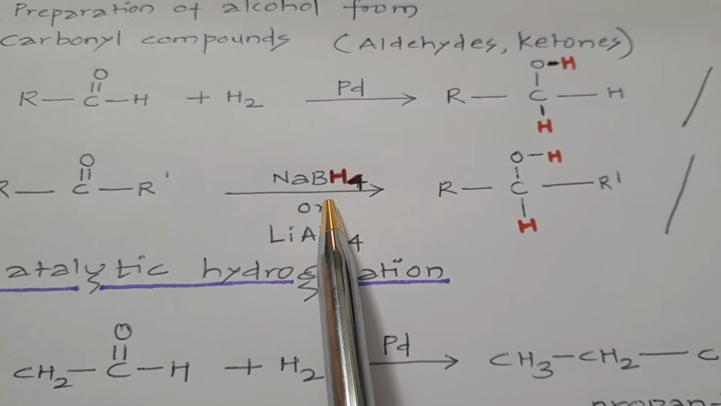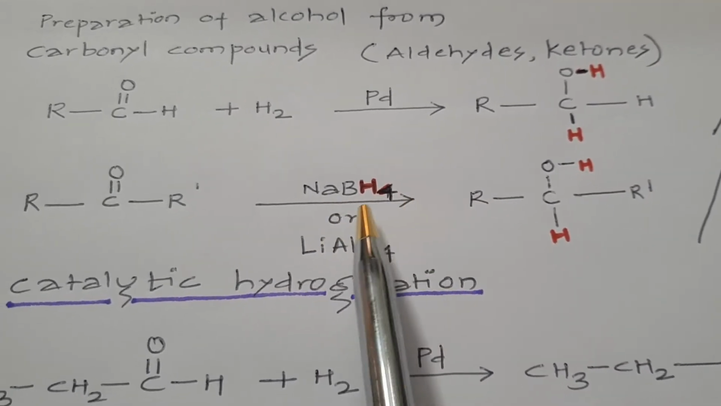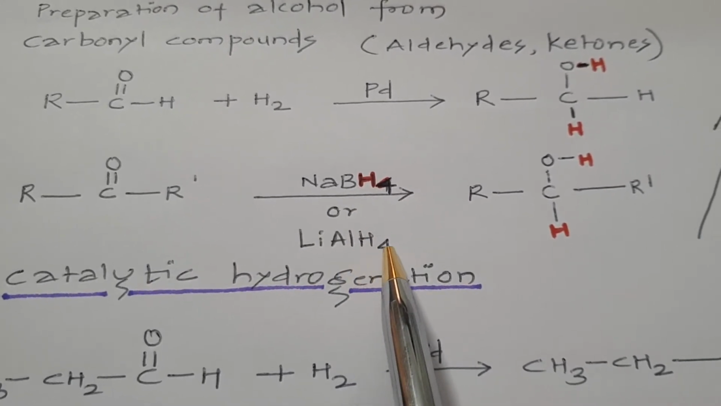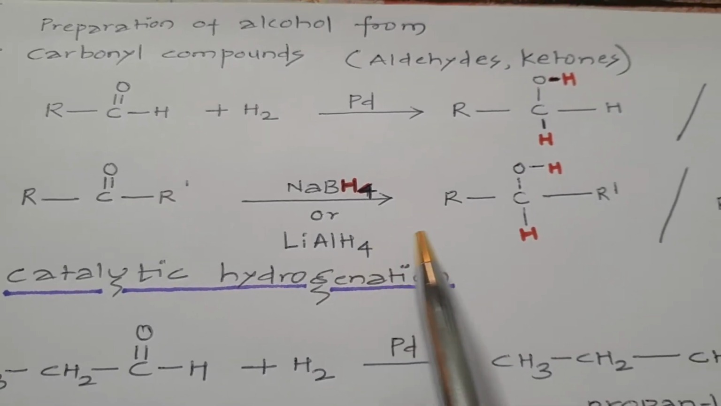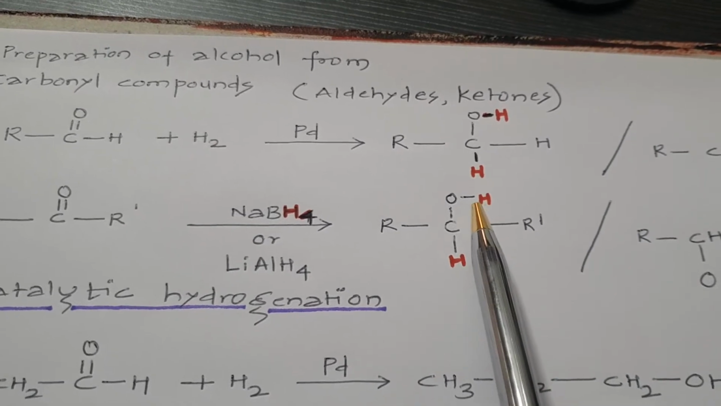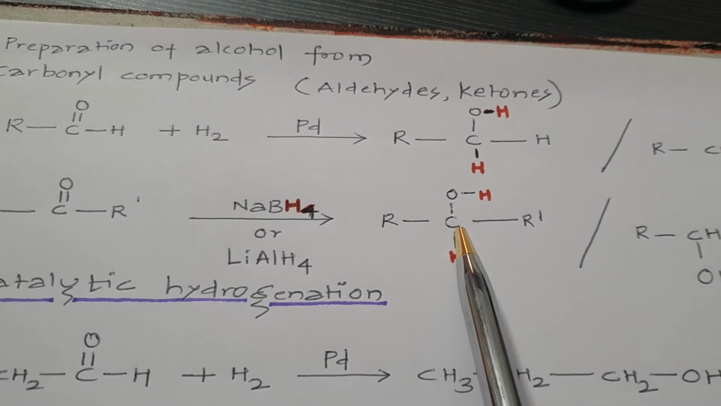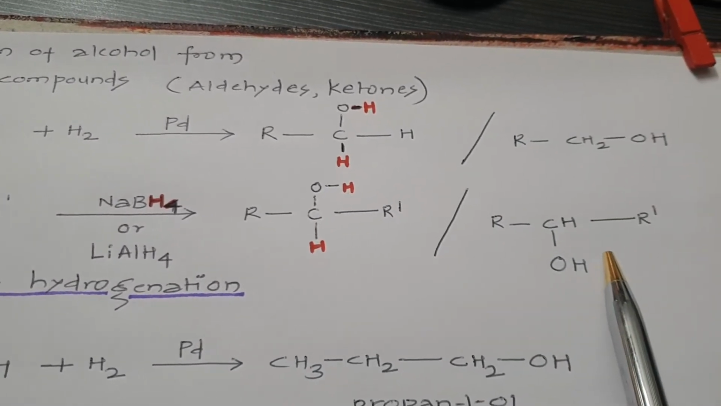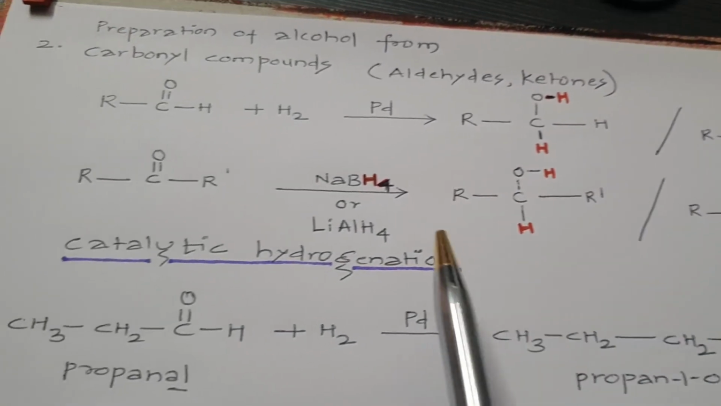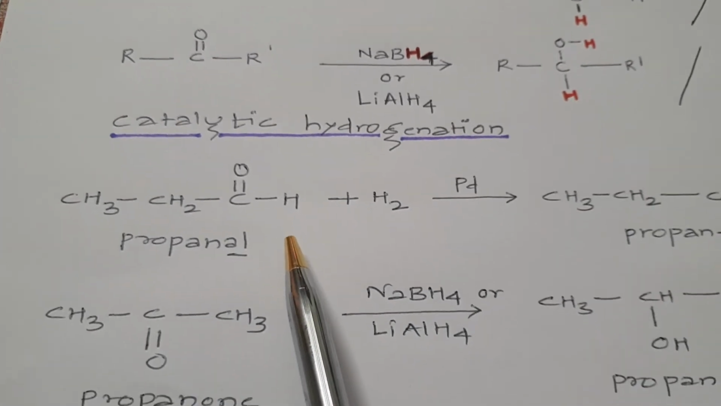Similarly, a ketone, which is represented as RC double bond OR dash, undergoes reduction. The reducing agent used over here is sodium borohydride, or we can also make use of lithium aluminium hydride, giving us alcohol as our product. The addition of hydrogen again takes place across the carbon-oxygen double bond, which can be then written as RCHOHR dash.